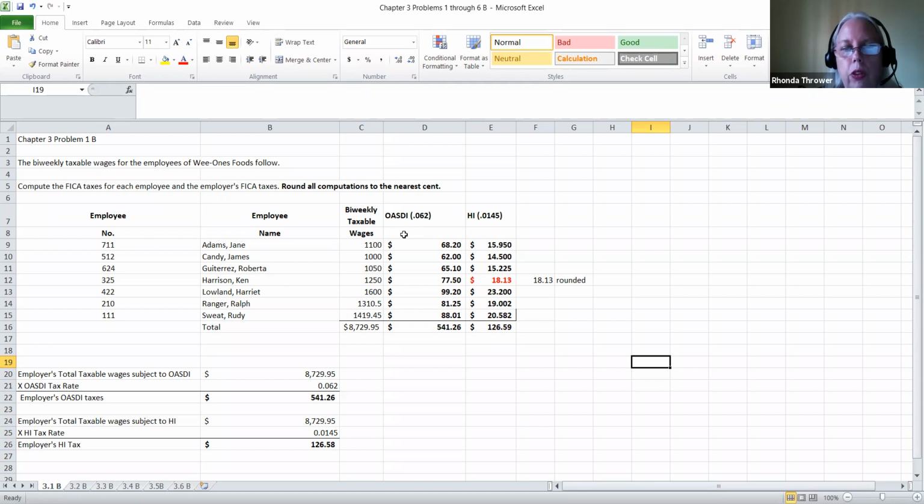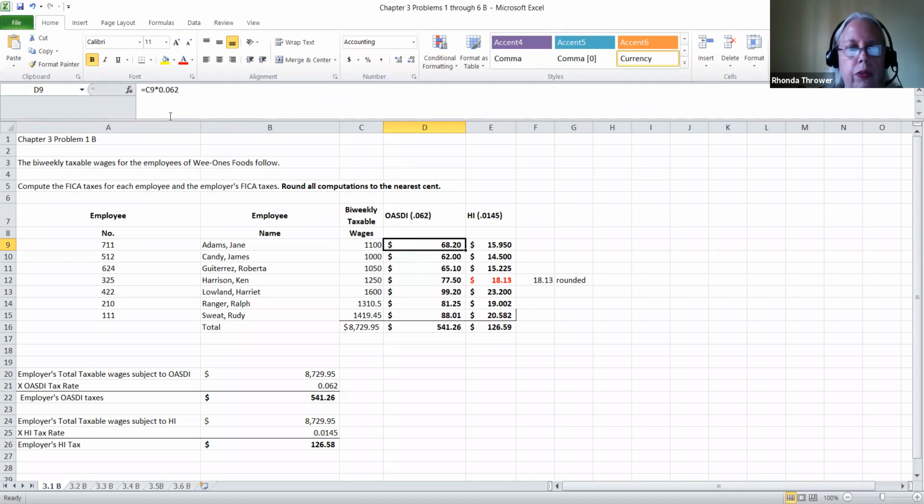So 1,100 times 6.2% is how I came up with $68.20. You can also see up here in the formula bar how I calculated that. So when you're looking at these on your own, you've got a formula to go by up here. And most of you probably knew that, but I just wanted to throw that in just in case you didn't.